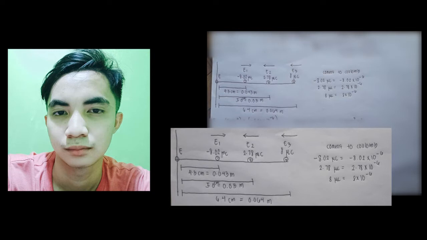As you can see, the charge is in microcoulomb. We need to convert it to coulomb, so the conversion of negative 8.02 microcoulomb will be negative 8.02 times 10 raised to negative 6 coulomb, while 2.78 microcoulomb will be 2.78 times 10 raised to negative 6, and the 8 microcoulomb will be 8 times 10 raised to negative 6. To get the value of E1, Mr. Acido will be the next reporter to continue.